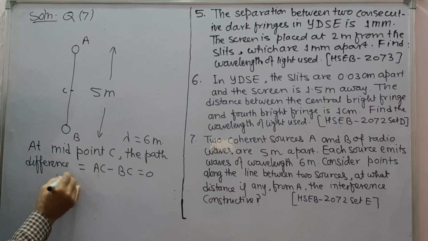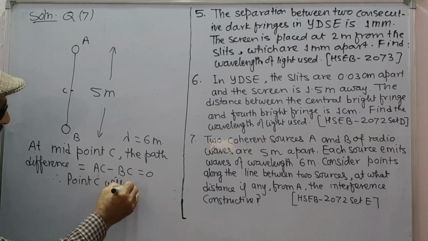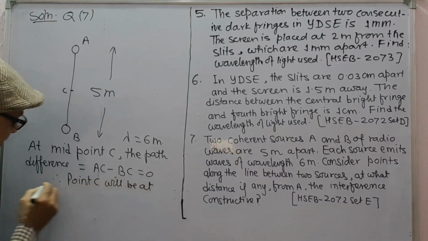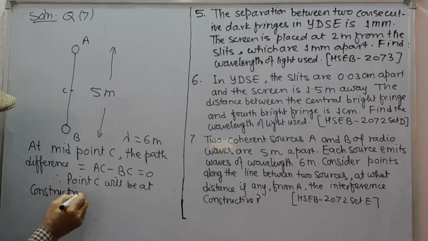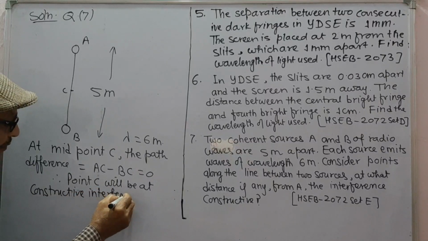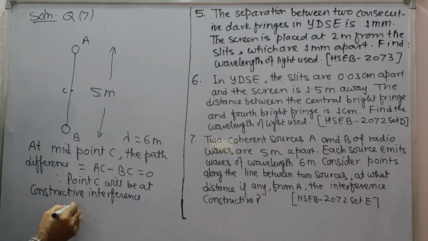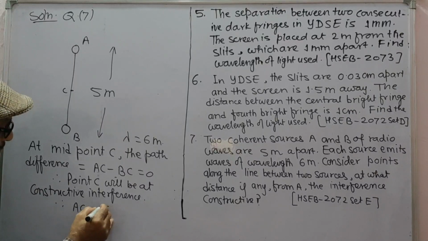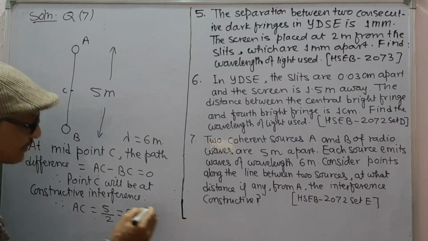Therefore, point C will be at constructive interference. Therefore, AC will be equal to 5 by 2, which is 2.5 meter.